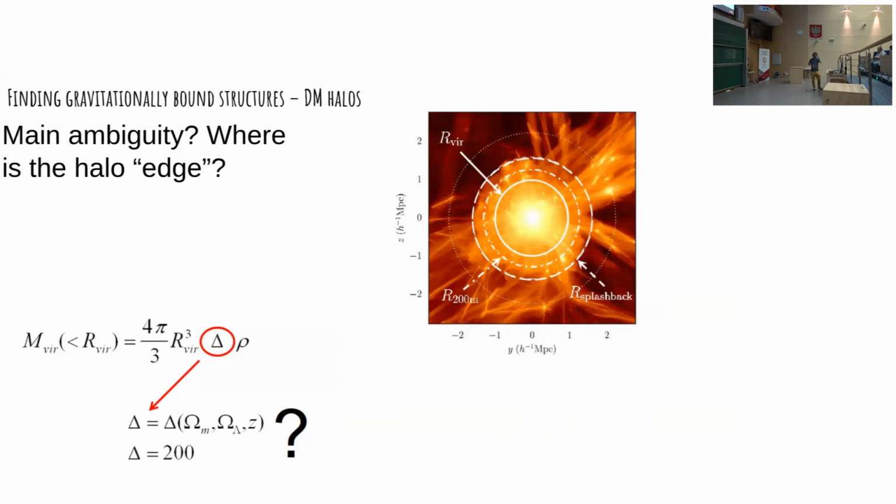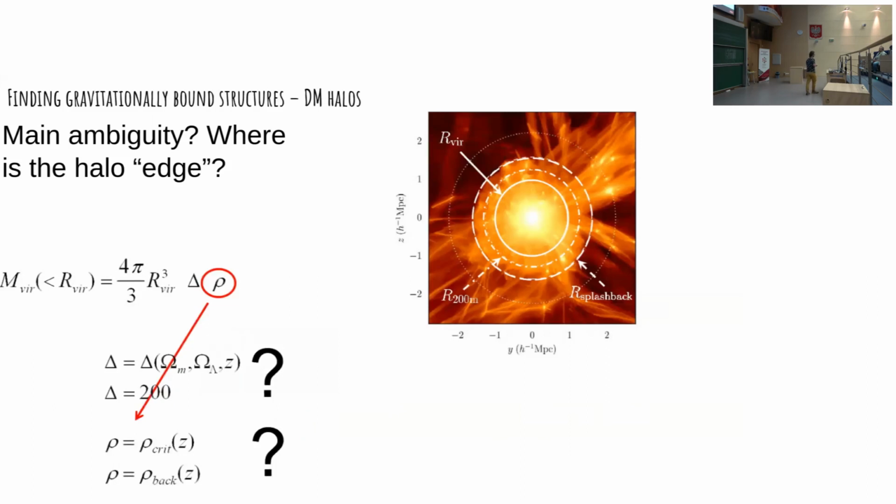200 is one of the common choices because it's independent of cosmology, you just have 200 times the critical overdensity. But you can also make this a function of the cosmological parameters, then you have a virial overdensity, and to complicate things, this rho might not be the critical density, it might also be the background density. So you have a 200C, called Delta 200C, which is the critical overdensity times 200. Delta 200M is the matter background density times 200, a different density.